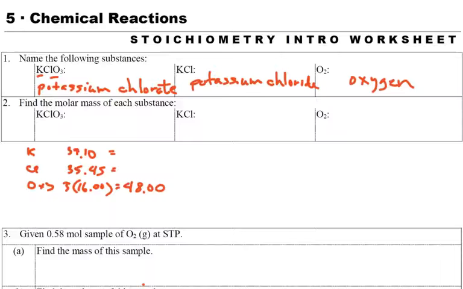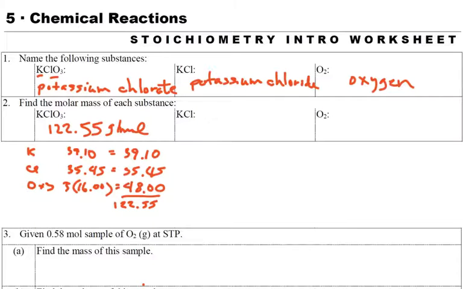And I have 35.45, and 39.10. I want to add all these up. I get 122.55, and that's going to be grams per mole. And I'm going to use that as a conversion factor.